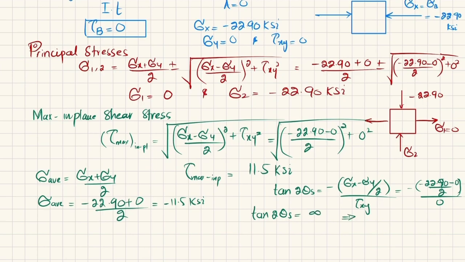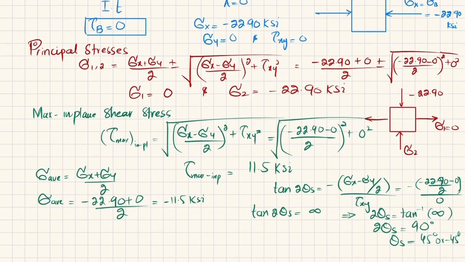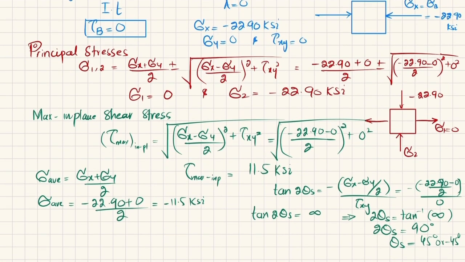So from here, tan 2θs is equal to tangent inverse infinity, and we will get 2θs will be equal to 90 degrees. So θs is equal to 45 degrees or minus 45 degrees. So how will you know what the direction of θs will be?